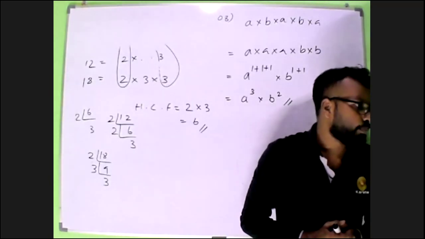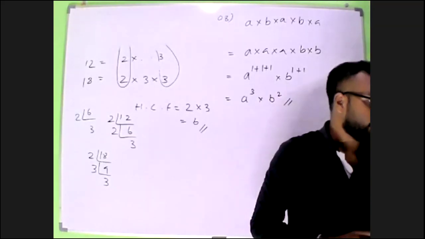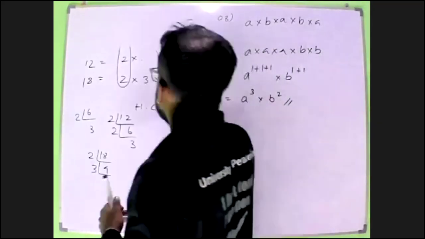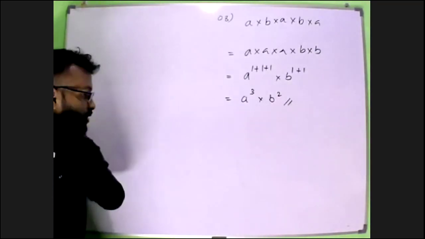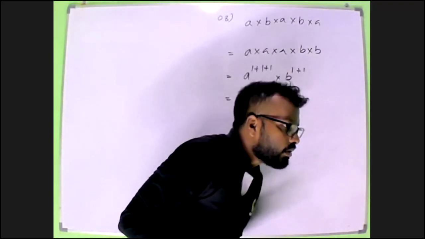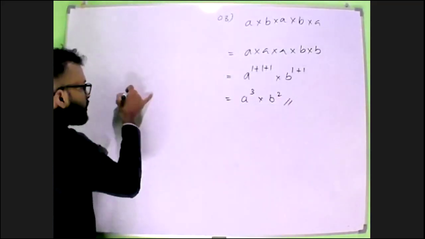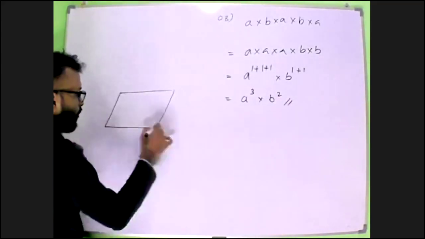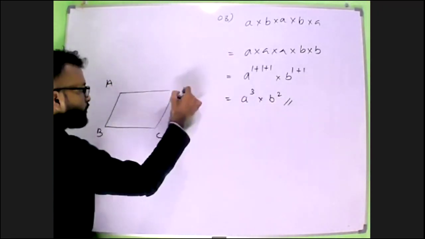Write two pairs of parallel lines in the given figure. So there is a parallelogram, which is something like this. So you have to write two parallel lines, something like this. A B C D.